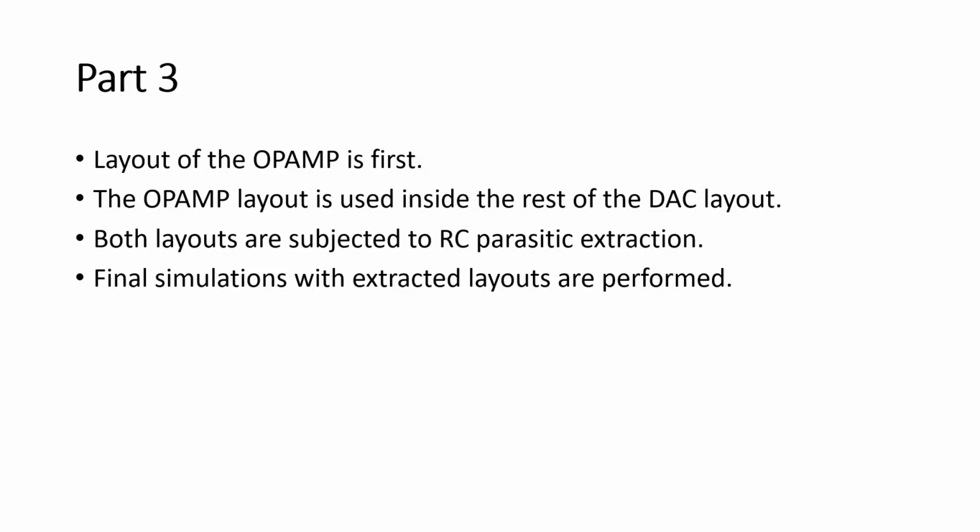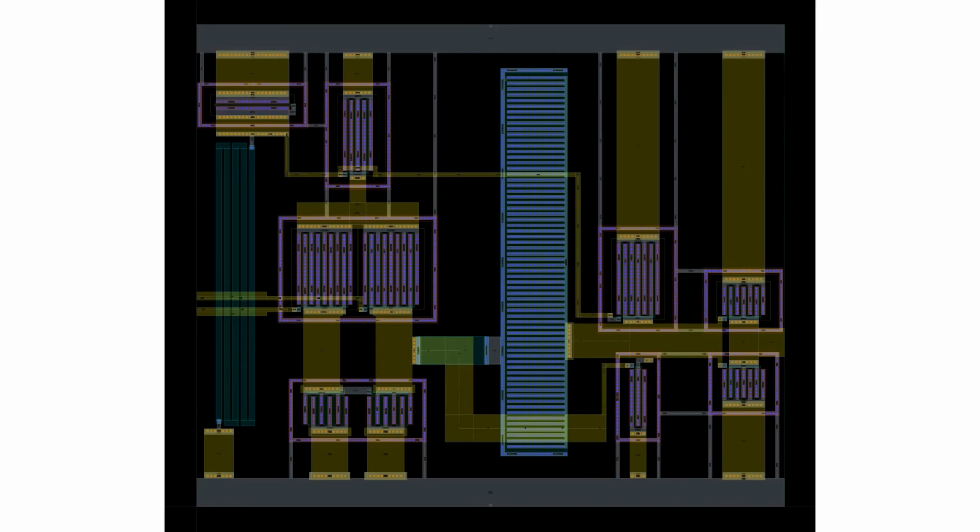And in the third part, I designed the layout of the op-amp and digital to analog converter. Then I used RC parasitic extraction to extract the parasitics from the layout and perform the final simulations. This is the layout of my op-amp. I used hand routing to minimize the area and make the design symmetric as much as possible. The op-amp layout is then used in the digital to analog converter layout.